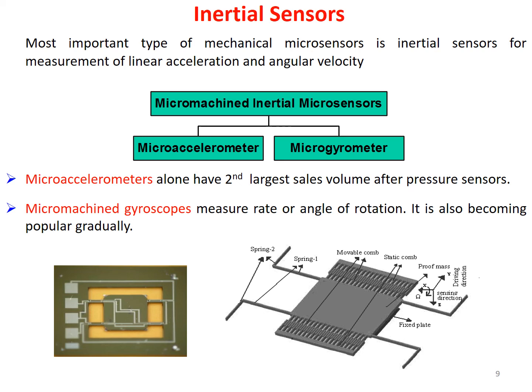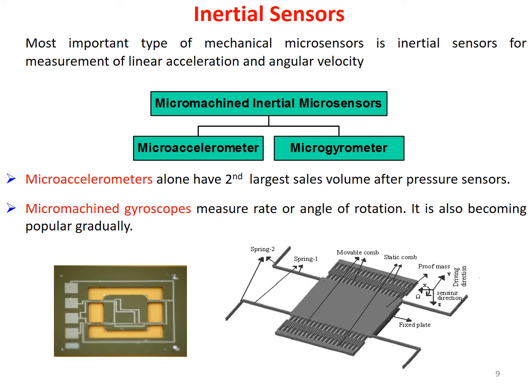And as we just mentioned, the micro accelerometer has the second largest sales volume after pressure sensor. Mainly this accelerometer is used to measure the linear acceleration, you can measure it in single axis, 2 axis or 3 axis, whatever, and the gyroscope is mainly used for measuring the rate or angle of rotation, right? And it is also becoming popular gradually, and both of these inertial sensors have wide applications in automotive, robotics, consumer electronics, biomedical, and so on, fine.